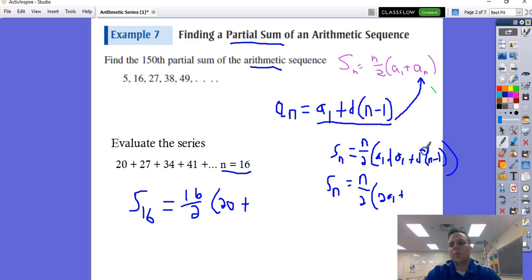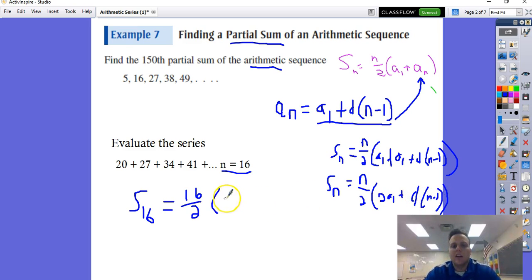plus d times n minus 1. Well, actually, don't even distribute the dn. Don't do that. Sorry. Just leave it as d times n minus 1. Because I'll know what d is, because I can look at it. And then I know what n is. n is the total number of terms. Okay? And I already know the first term. So do y'all realize that now I can say that the sum of any number of terms is equal to the number of terms n divided by 2 times 2 times the first term plus the common difference times n minus 1.